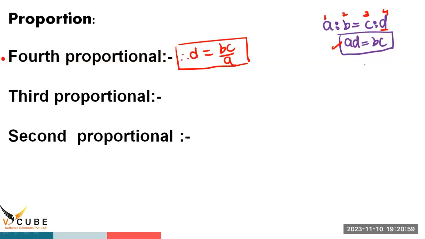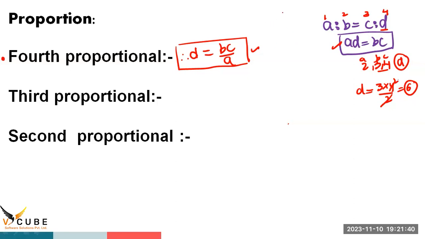For example, the question is: 2, 3, 4, find the fourth proportion. A, B, C are given and the fourth proportion D we don't know. What is the formula? D is equal to BC by A. BC is 3 into 4, so 3 into 4 by 2. 2 1s are 2, 2 2s are 4, 3 2s are 6. So the fourth proportion is 6.